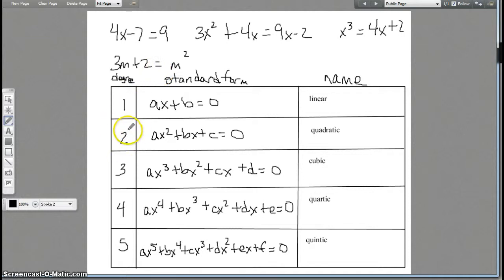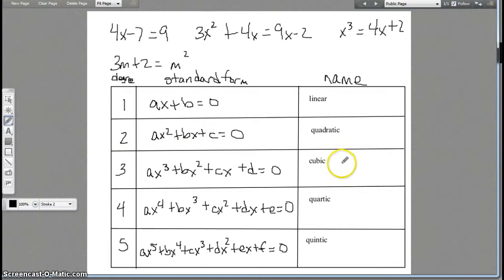Then we have our second degree row. Notice that our highest degree is 2, so it's second degree. Ax squared plus bx plus c equals 0, where a, b, and c are all constants. And that is called a quadratic equation. When your highest degree is 2, we call it quadratic. Remember, the title of this chapter is Quadratic Equations. So in this chapter, we're going to be dealing primarily with equations that are second degree.